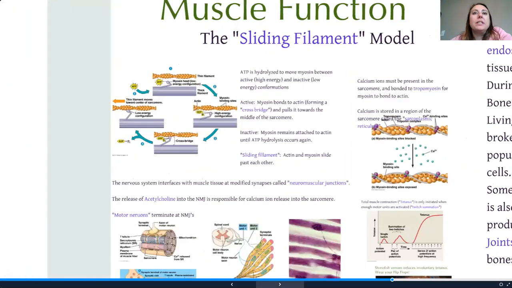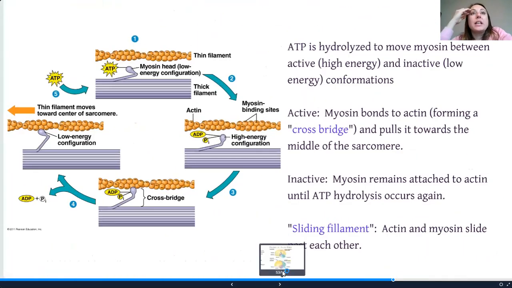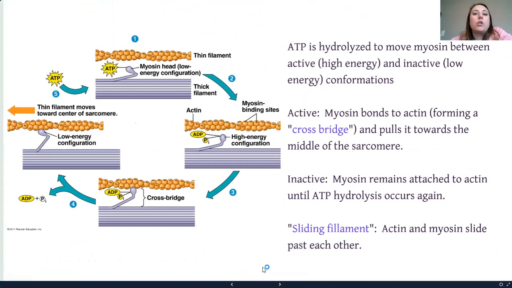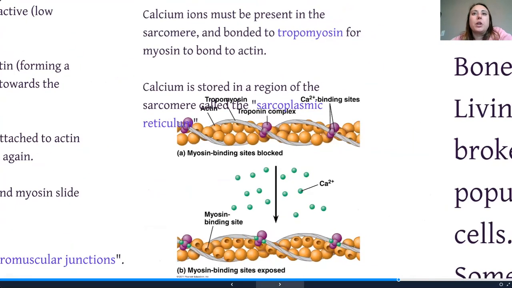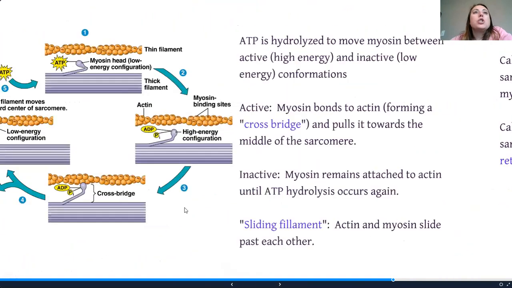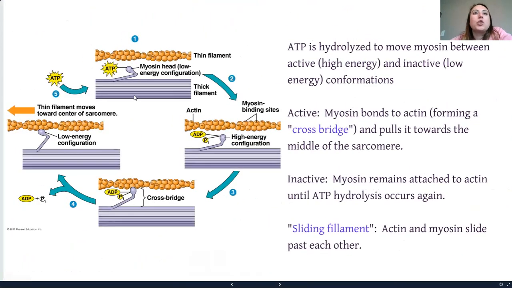And so what happens is when your brain says it's time to move, then there is a nerve. Basically, in order to contract, this thick filament that's in purple is going to go up and attach to the thin filament in yellow, and then it's going to pull. We'll talk about this. This is called the sliding filament theory.